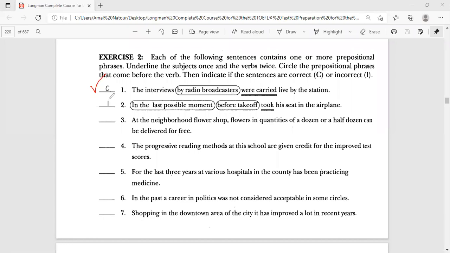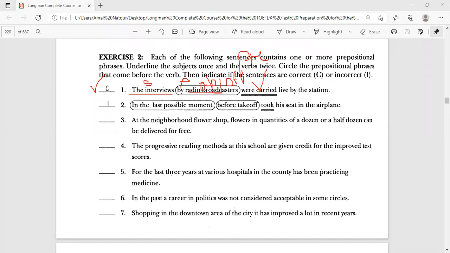Let me explain why I said that it is a correct sentence. Here, the interviews is the subject, and carried is the verb. What about by radio broadcaster? By is the preposition, and radio broadcaster is the object of a preposition. Then this is a correct answer. It has a subject and a verb. Let's look at the second sentence.